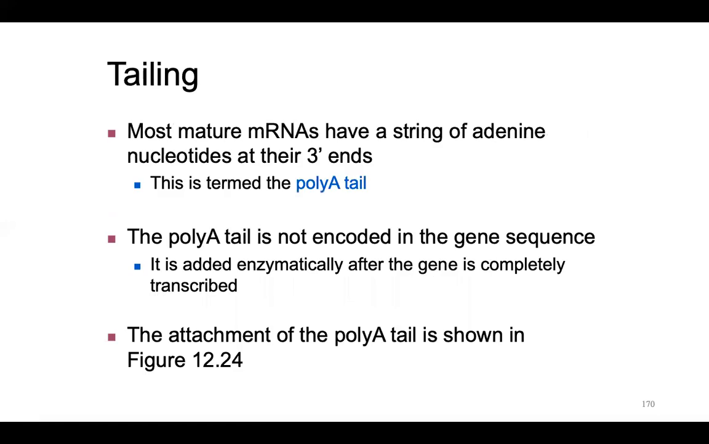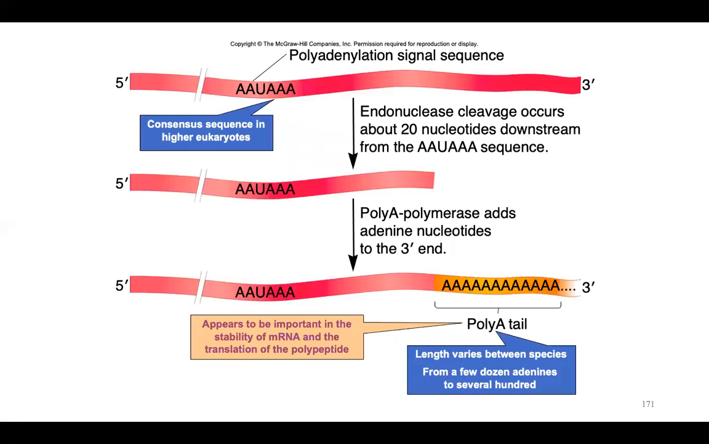Most mature mRNAs have a string of adenine nucleotides at their 3' end. So this is at the opposite end, and this is termed the poly-A tail. It consists of adenine nucleotides. The poly-A tail is not encoded in the gene sequence, and it is added enzymatically after the gene is completely transcribed. This is what we call polyadenylation.